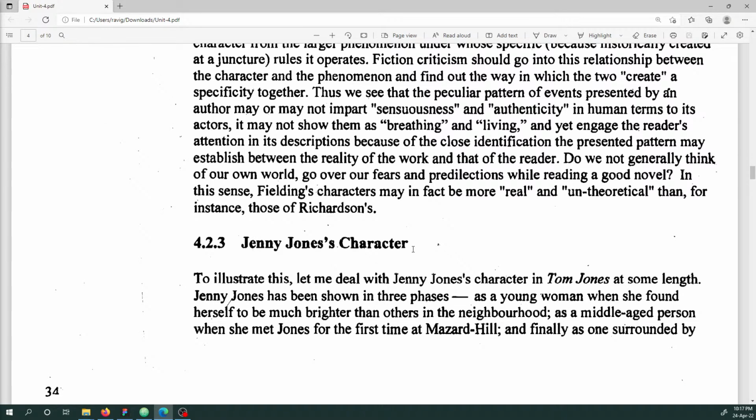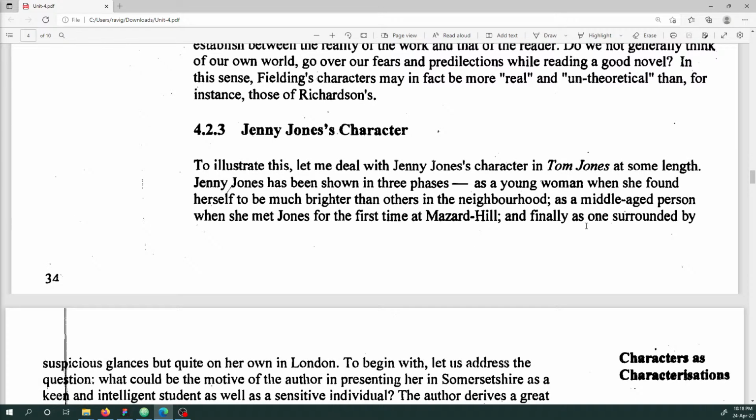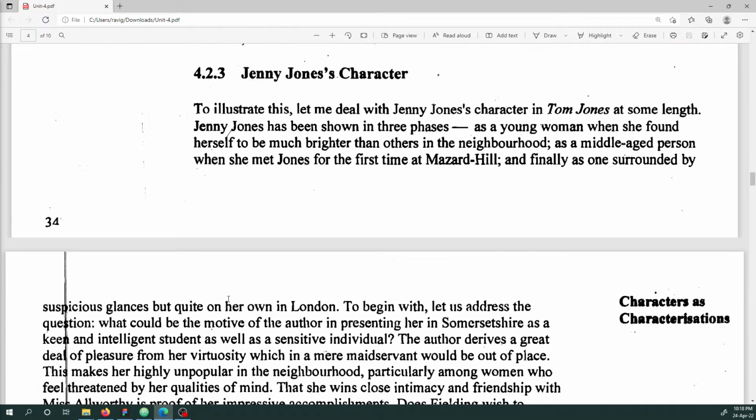To illustrate this, let me deal with Jenny Jones' character in Tom Jones at some length. Jenny Jones has been shown in three phases: as a young woman, when she found herself to be much brighter than others in the neighborhood; as a middle aged person, when she met Jones for the first time at Mazard Hill; and finally, as one surrounded by suspicious glances but quite on her own in London.